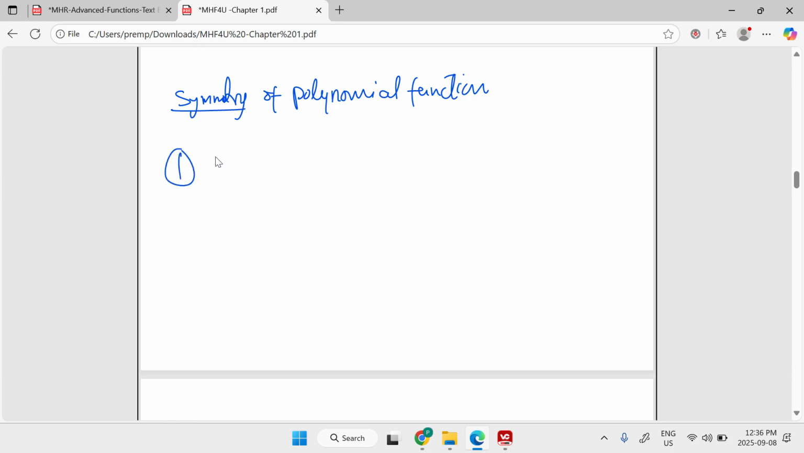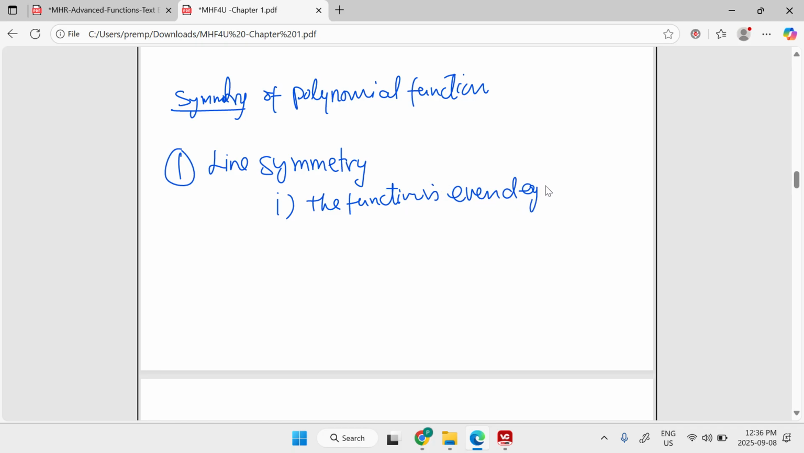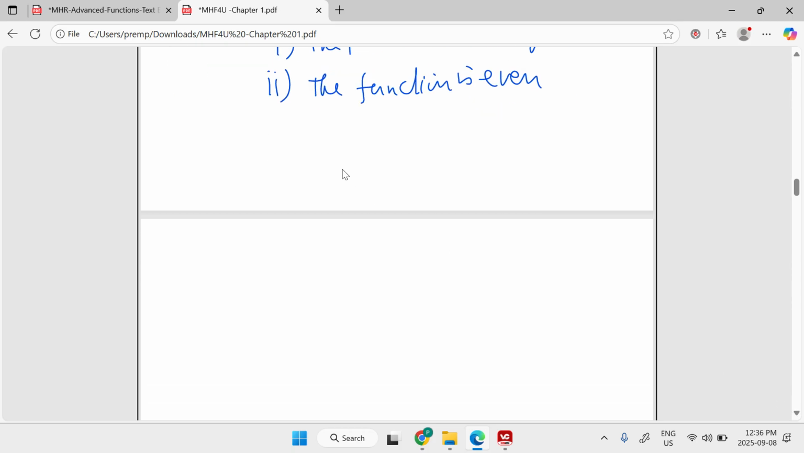One is called line symmetry, and it is possible when, number one, the function is even degree, and second condition is the function is even. Now you can see, students, there are two terms that we are going to use here. Function is even degree and function is odd. And let's go further first.